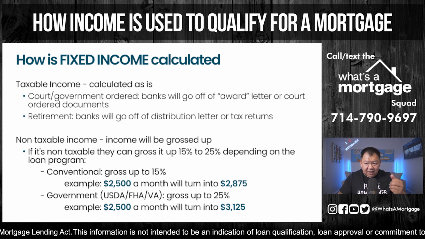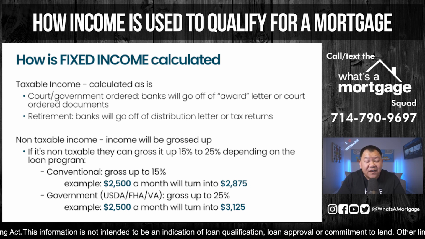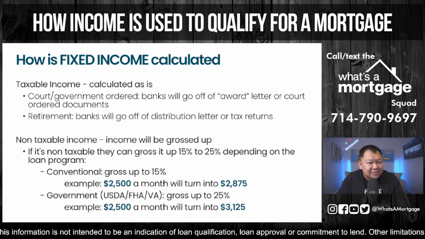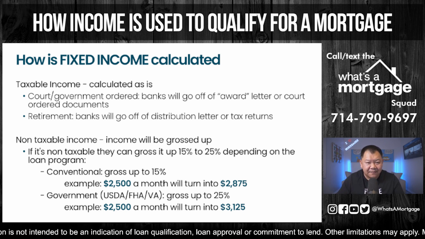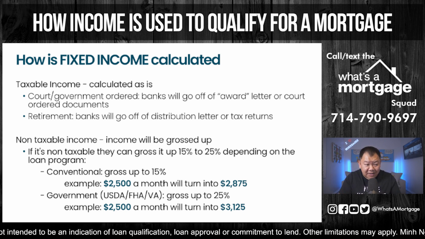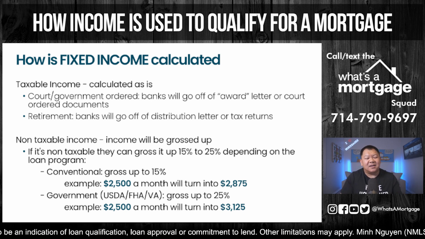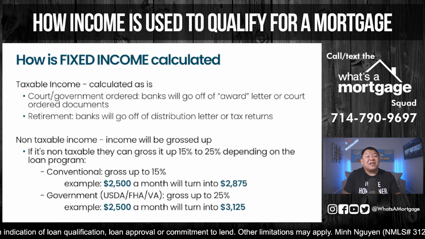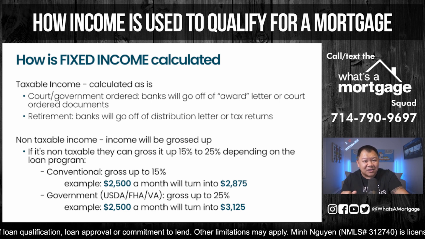For example, if you go with a conventional loan and you're receiving $2,500 a month as your fixed non-taxable income, they're going to gross it up to $2,875 on your loan application for you to qualify. If you're going with a government loan, USDA, VA, FHA, they're going to gross it up 25%. So on $2,500, you're going to get $3,125 to qualify. That's what they're going to put on your application. Some of you might look at your application and say, whoa, I don't make that. Remember, they're going to be able to gross it up.